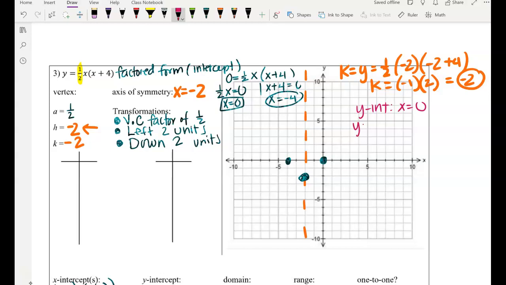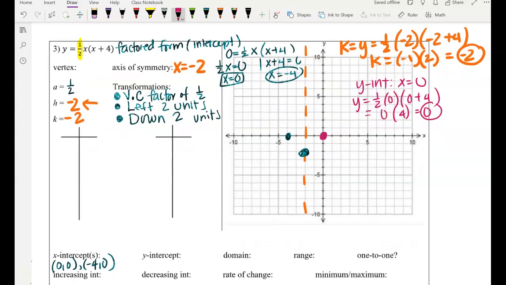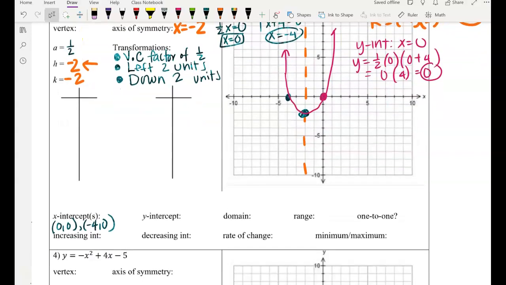So that means y equals 1 half times 0 times 0 plus 4. So this is going to be 0 times 4, which is 0. So the y-intercept is at 0, 0, which is the same as your x-intercept. So with three dots, up and up, let's write in our y-intercept, 0, comma, 0.